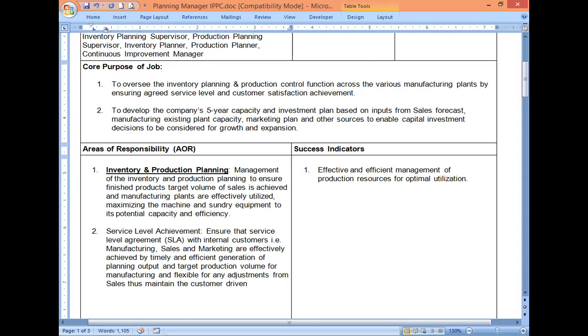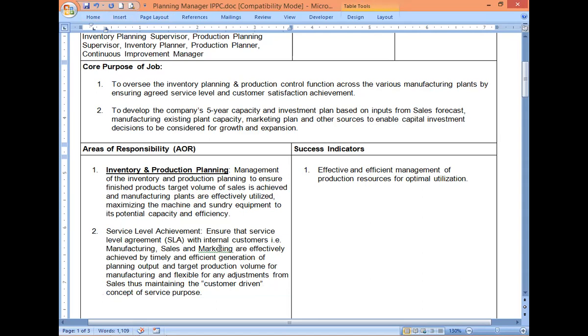When you're talking about sales, it should always be a customer driven concept of service purpose. Okay. Volume for manufacturing and flexible for any adjustment from sales, thus maintaining should be right, correct? That should be maintaining, progressive tense, thus maintaining the customer driven. I'd rather put a quotation mark here. Customer driven concept of service purpose.